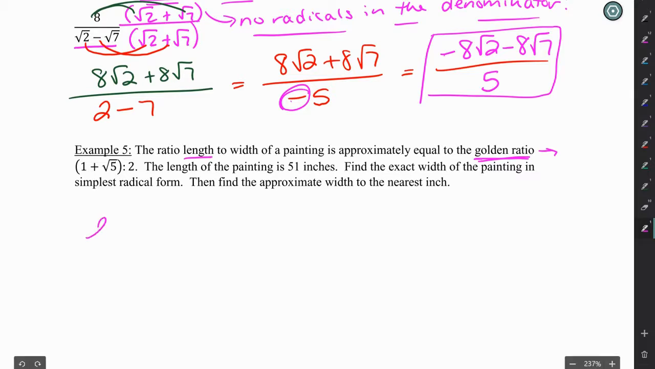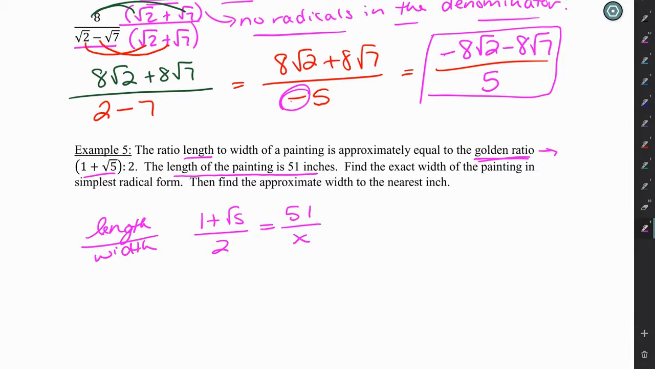So length to width. Okay, we're going to put length on top, width on the bottom. So the length is 1 plus root 5. The width will be 2. And that has to equal, they say the length of the painting is 51. Find the width. So we do x.